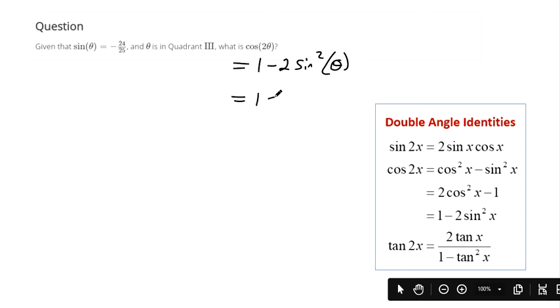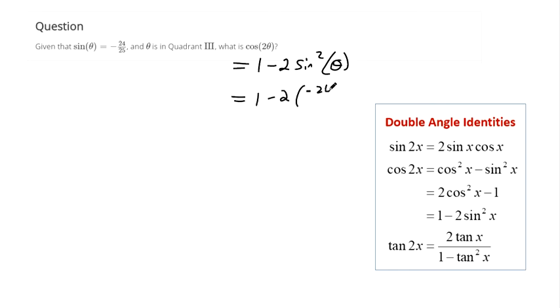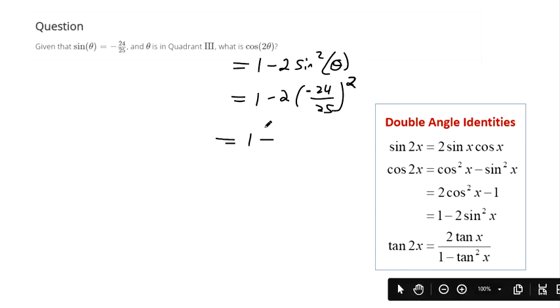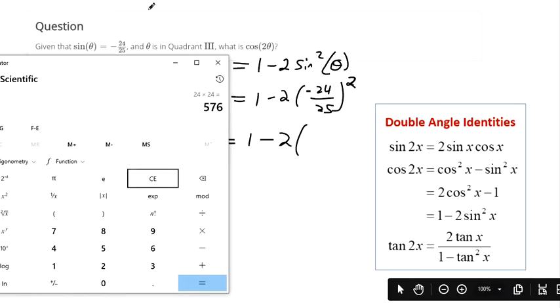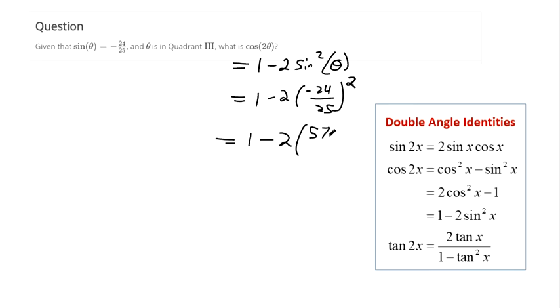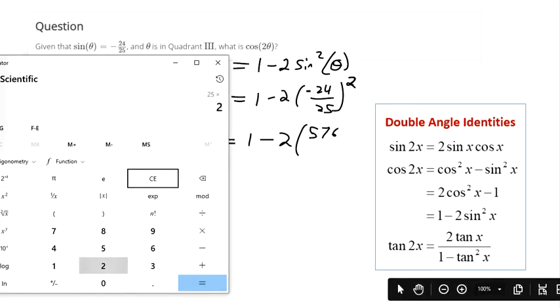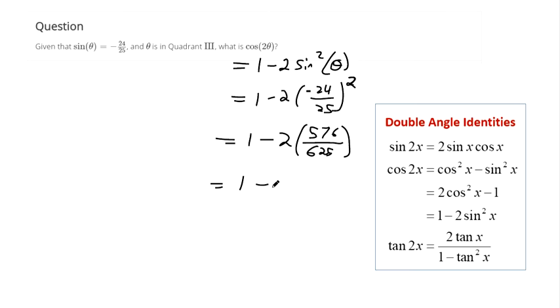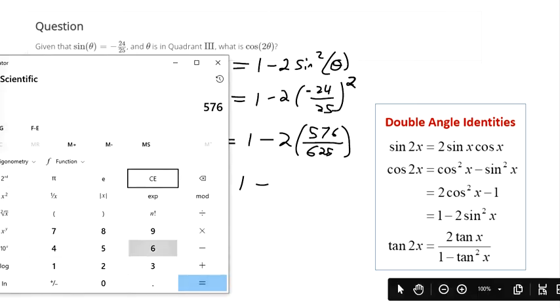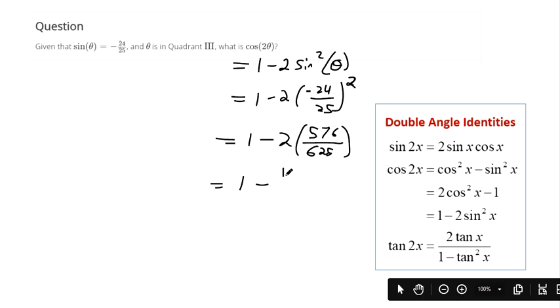And since we know what sine is, it's -24 over 25. We just have to plug that in for sine. It's got to be squared. But if we simplify, let's see, 24 times 24 makes 576. And then 25 times 25 makes 625. And then we can multiply by 2. So that's multiplying by 2 to the numerator, I should say. 1152.